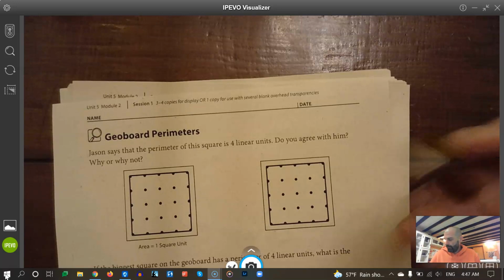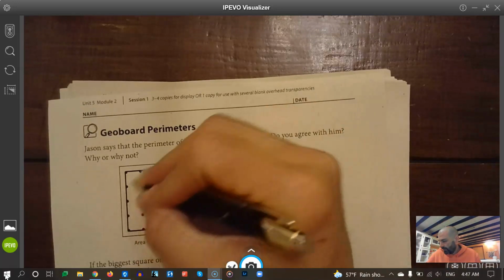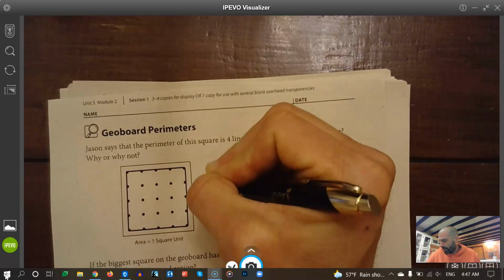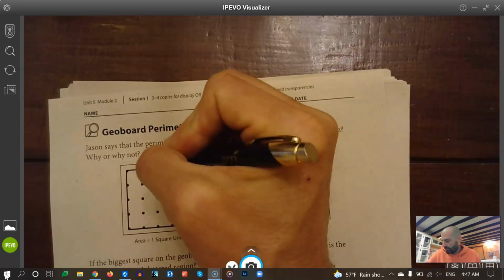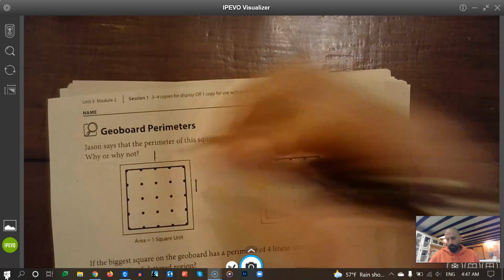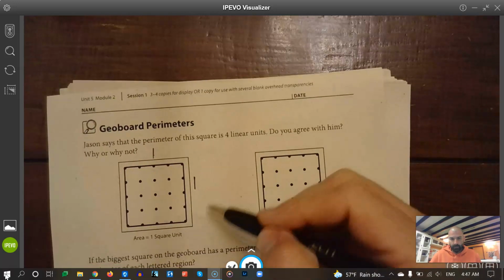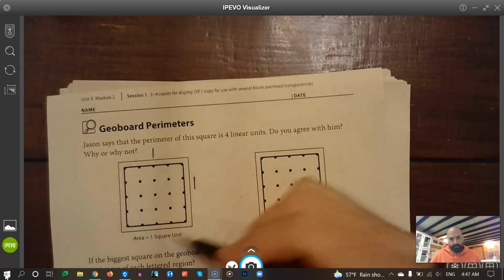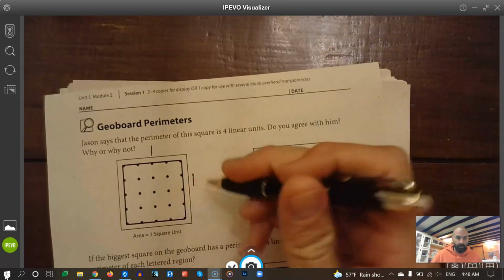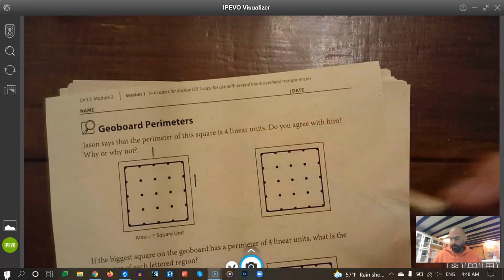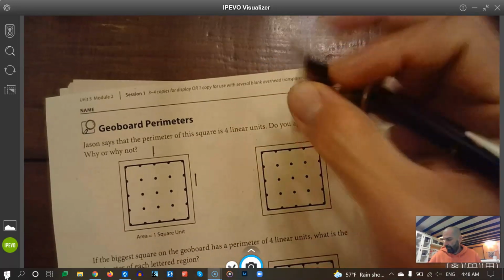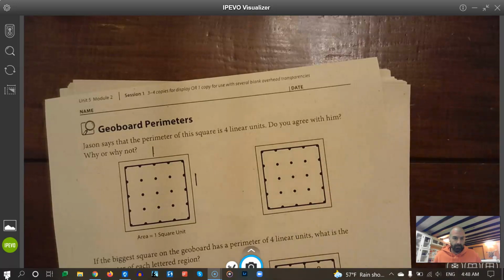All right, hopefully you agreed with them. Because if this whole thing is 1 square unit, that means this side is 1 linear unit, and this side is 1, because 1 times 1 is 1. And if one side is 1 and the other side is 1, that means all sides are 1, so that would be 1, 2, 3, 4. So we do have 4 linear units.